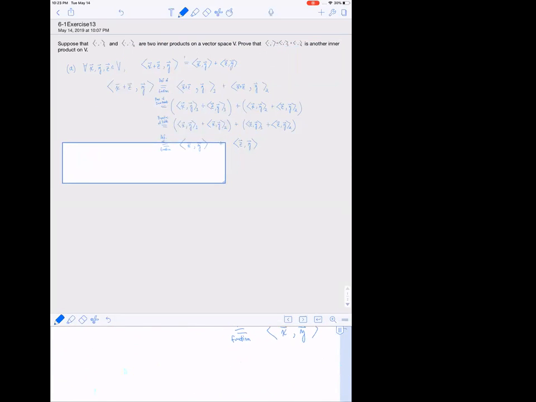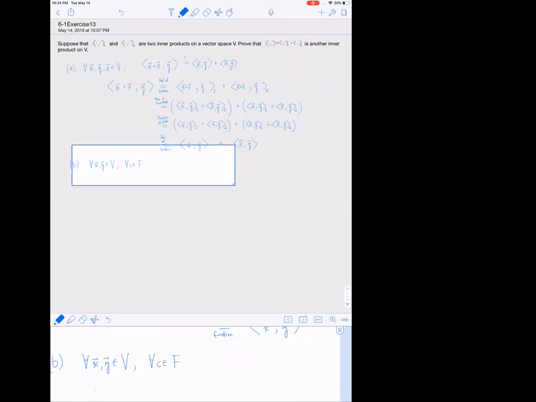Let's do maybe one more of these to get a feel for exactly how we'll prove this. Condition B of being an inner product is that for all x and y vectors in V, and for all c in the field, either real numbers or complex numbers, it's supposed to be that the combination of a scaled version of x with y results in the same thing as combining x with y and then multiplying that result by c. So that's the thing that we want to check.